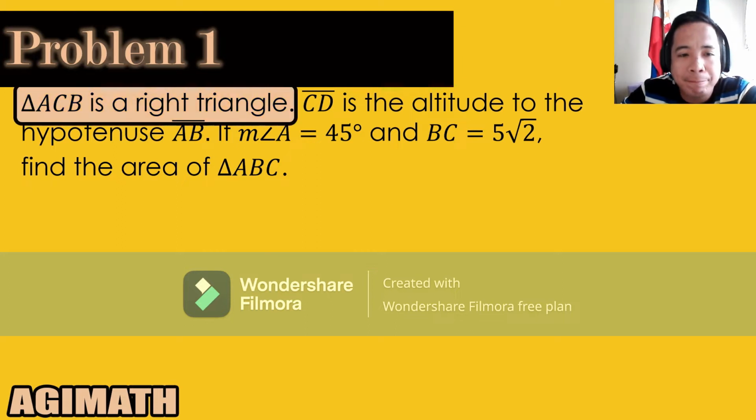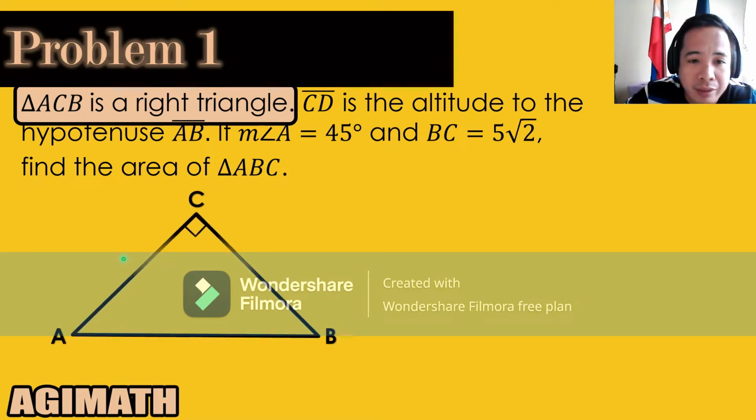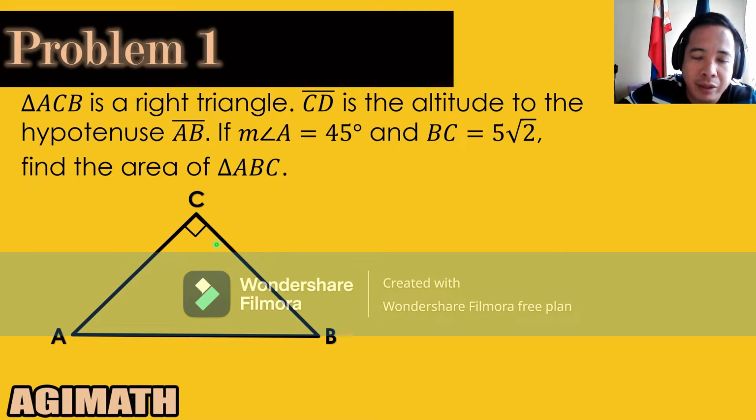So we have here triangle ACB is a right triangle. If you observe, when we write triangle ACB, it is the conventional way that we look at the middle variable, which is C. It means that the right angle should be at C. So we can have this right triangle. Look at my figure. Angle C is the right angle. So this triangle is a right triangle.